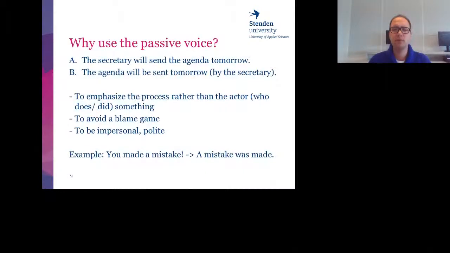So why do we use the passive voice? Well, let's go back to the first example I used about the secretary and the agenda. As I mentioned already, in a passive sentence, sentence B, it's all about the process rather than the actor. This is very important in business communication because it makes the communication less direct, less blunt, and less of a blame game.